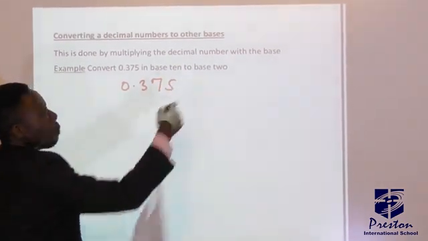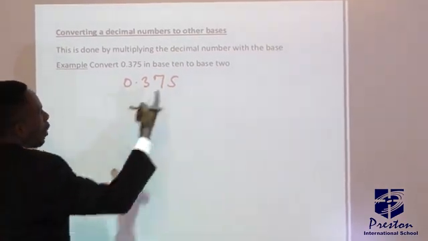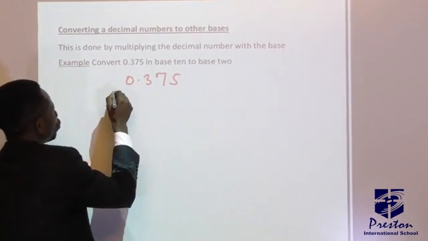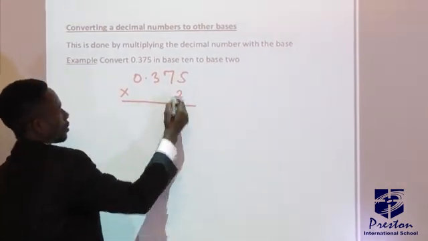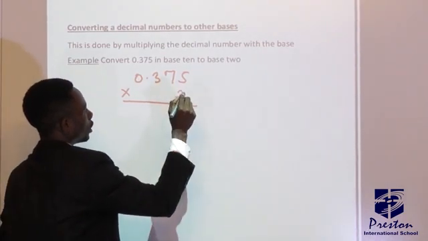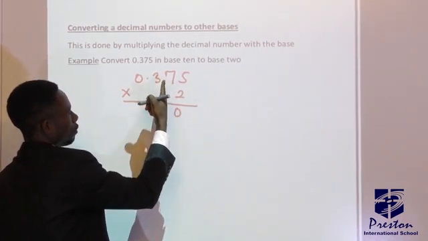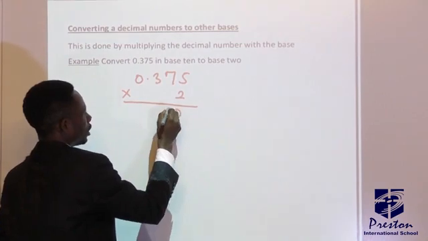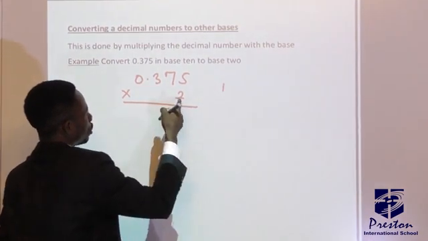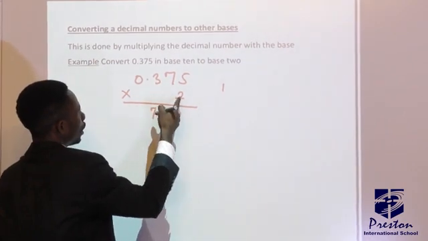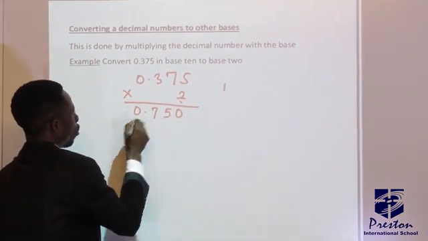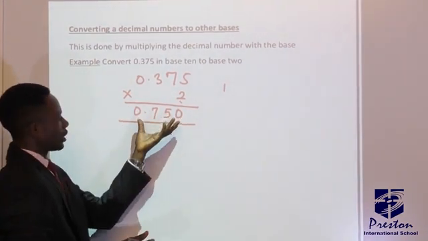You have this to be 0.375. You continue to multiply by the given base. And what is the base we are talking about? Base 2. So you say times 2. Okay, 2 times 5 will give us 10. Keep 1. 2 times 7, that is 14. 14 plus 1, that is 15. We still keep 1. 2 times 3, that is 6. 6 plus 1, that is 7. Then 2 times 0 will give us 0. Okay, this is the first step.